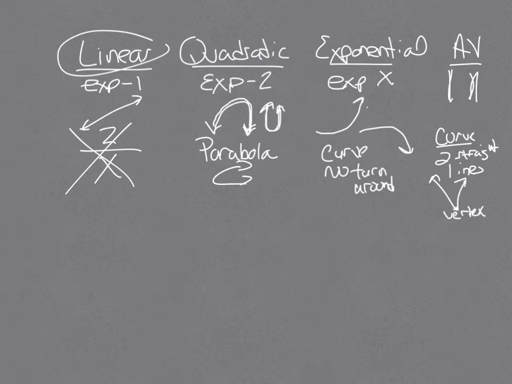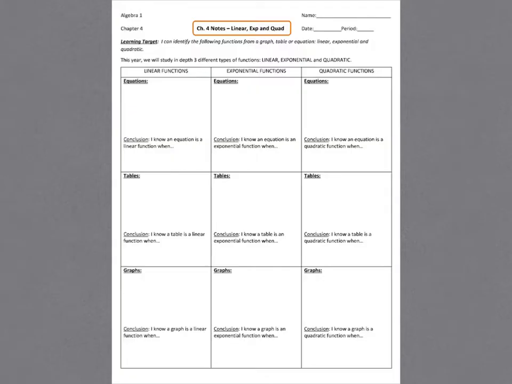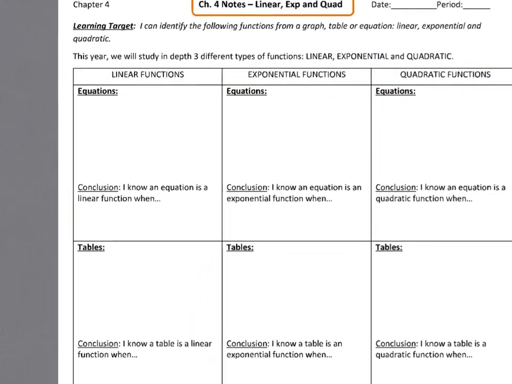All right, so today we're going to look at identifying. Here we were classifying, so we're going to identify the functions when we're looking at the table. That's going to be our primary thing. We'll do graphs and equations, but our primary focus is going to be identifying a function by its table. Okay? All right, so let's go to the first page of your notes.